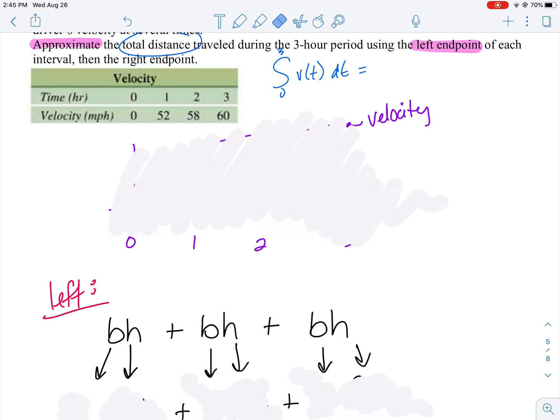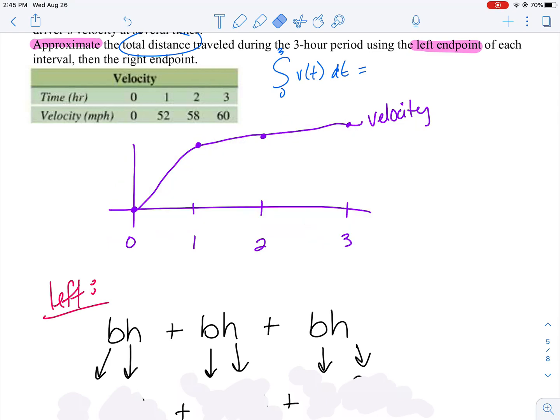So I know at 0, my velocity is 0. I know that at 1 hour, my velocity is 52 miles per hour. I know that at 2 hours it was at 58, so a little bit more. And then I know at 3 hours it was 60, so a little bit more. So my curve kind of goes up slowly like that. This is the graph of my velocity, remember. We can use it, though, to find the distance, working backward.